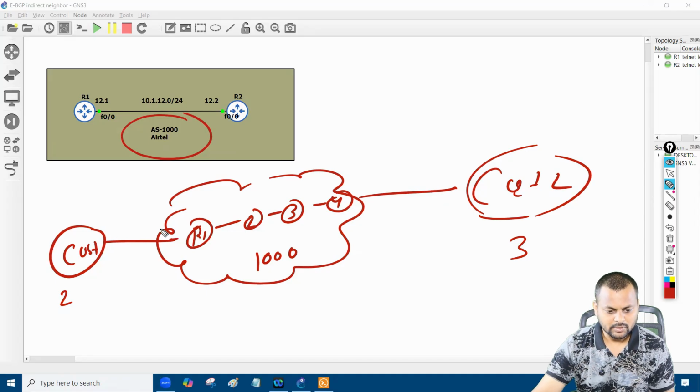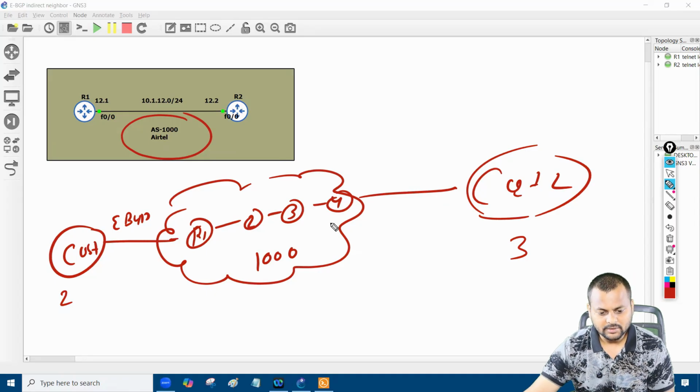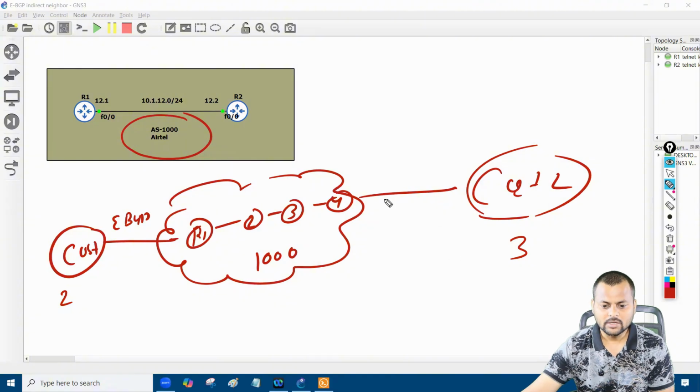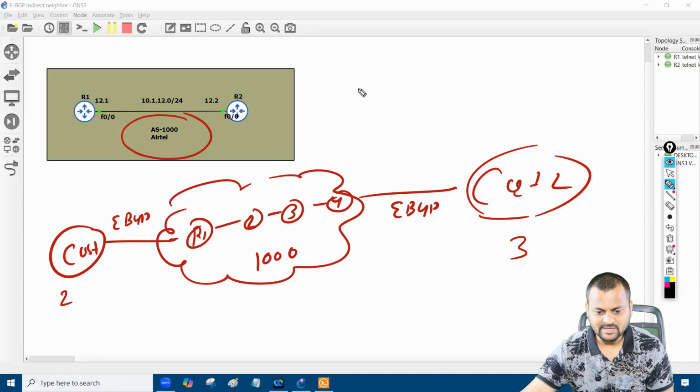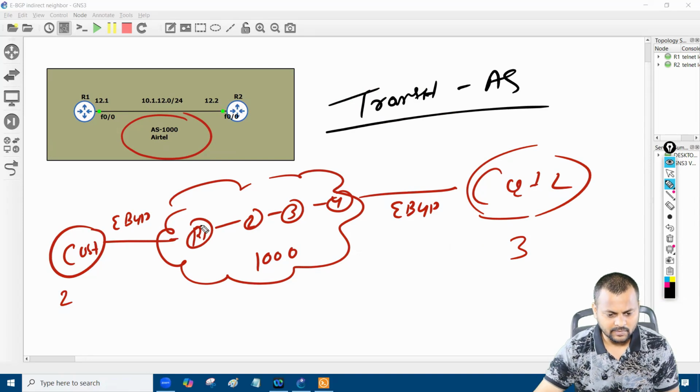So between the customer and the service provider, we have EBGP, because we have a different autonomous system number. Same thing between the service provider and the other customer: we have different AS numbers, 1000 and 3, so we have EBGP over here. But when I talk about a transit AS, it is always a recommendation to use IBGP in a transit AS. So between router number 1 and router number 4, I will form the IBGP relationship.